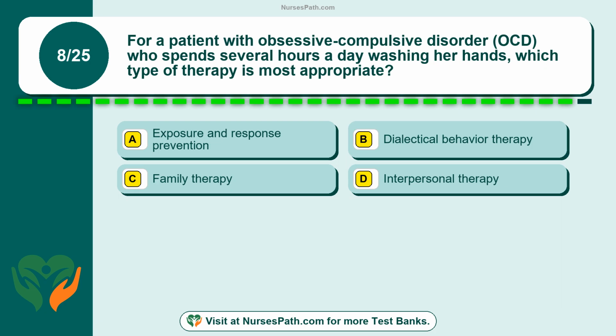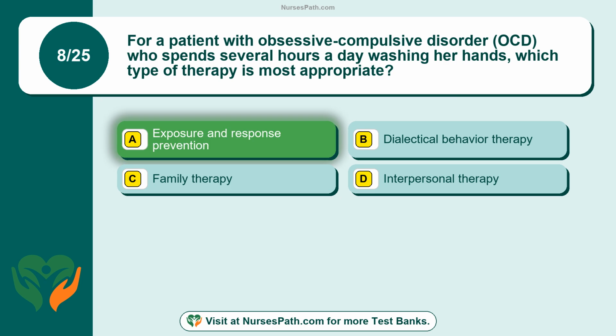Question 8. For a patient with obsessive-compulsive disorder, OCD, who spends several hours a day washing her hands, which type of therapy is most appropriate? Option A. Exposure and response prevention. Option B. Dialectical behavior therapy. Option C. Family therapy. Option D. Interpersonal therapy. The correct answer is option A. Exposure and response prevention.